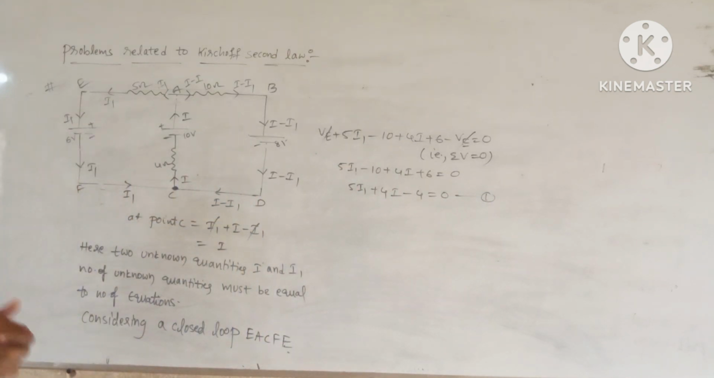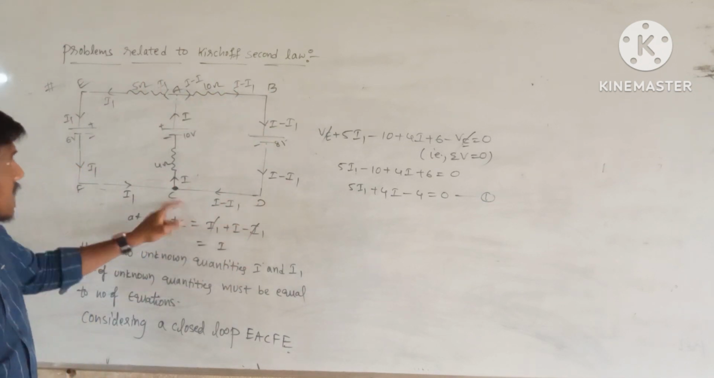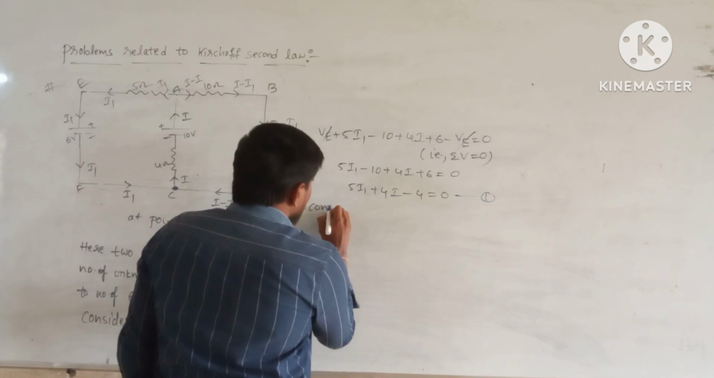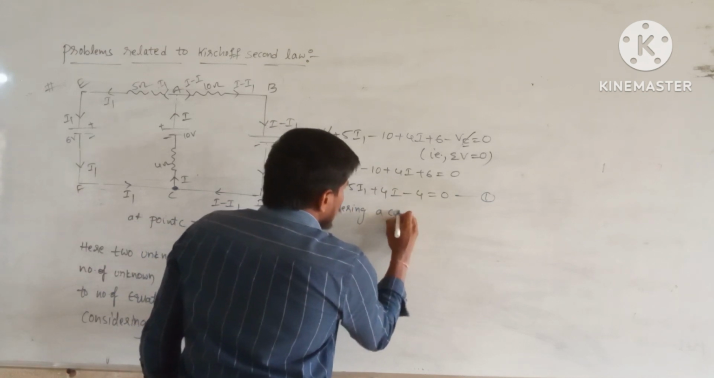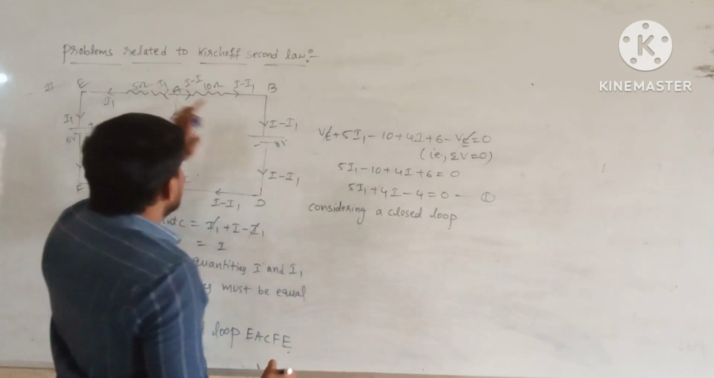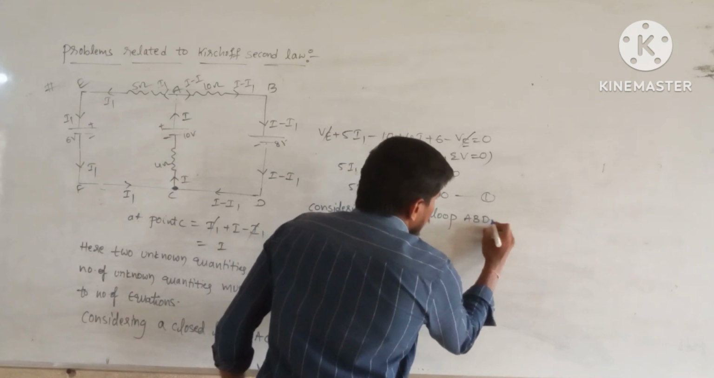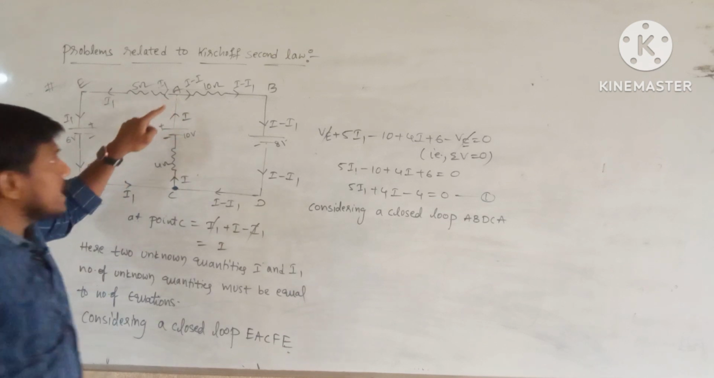Now I am considering one more closed loop, ABDCA. Considering a closed loop ABDCA. So now I am starting from point A.